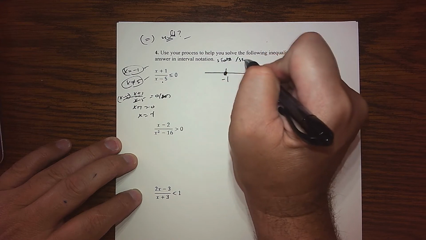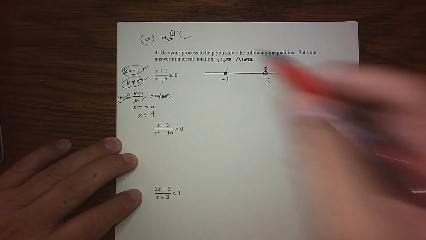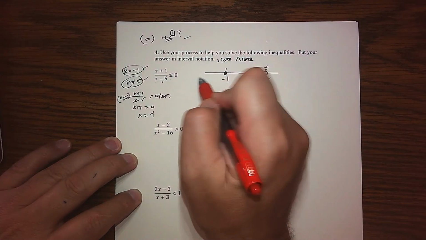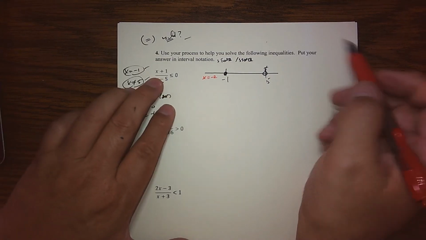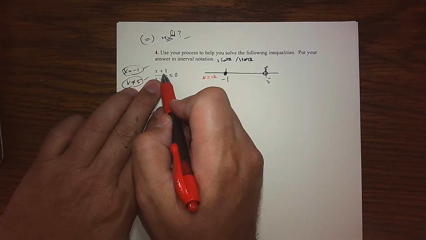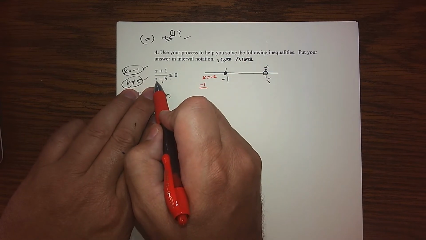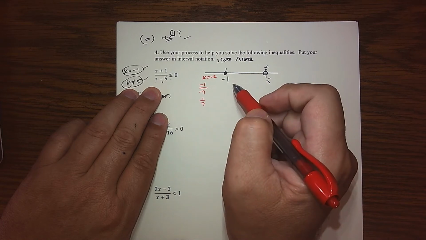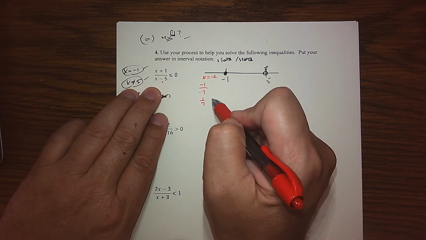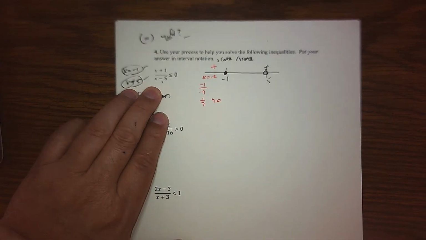Step 3 is to start testing those intervals. What makes this situation true? So what's to the left of -1? There's a lot of values. How about we try -2? So -2 plus 1 gives us -1, and -2 minus 5 gives us -7. This gives us 1/7, and this is actually greater than 0, so we're positive on that interval. We're not less than 0.